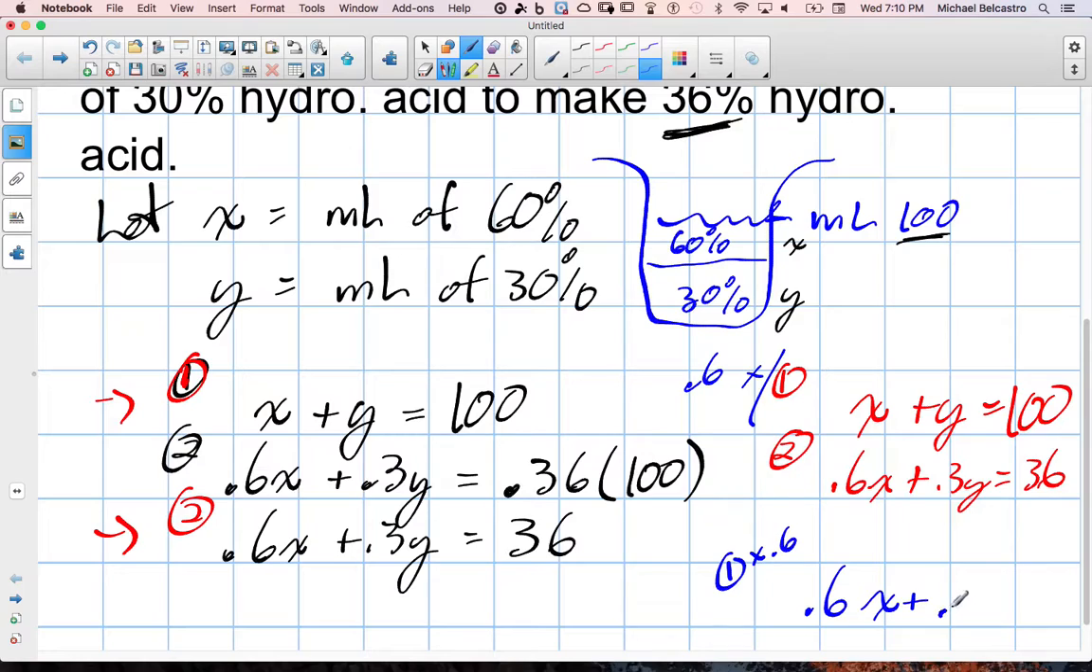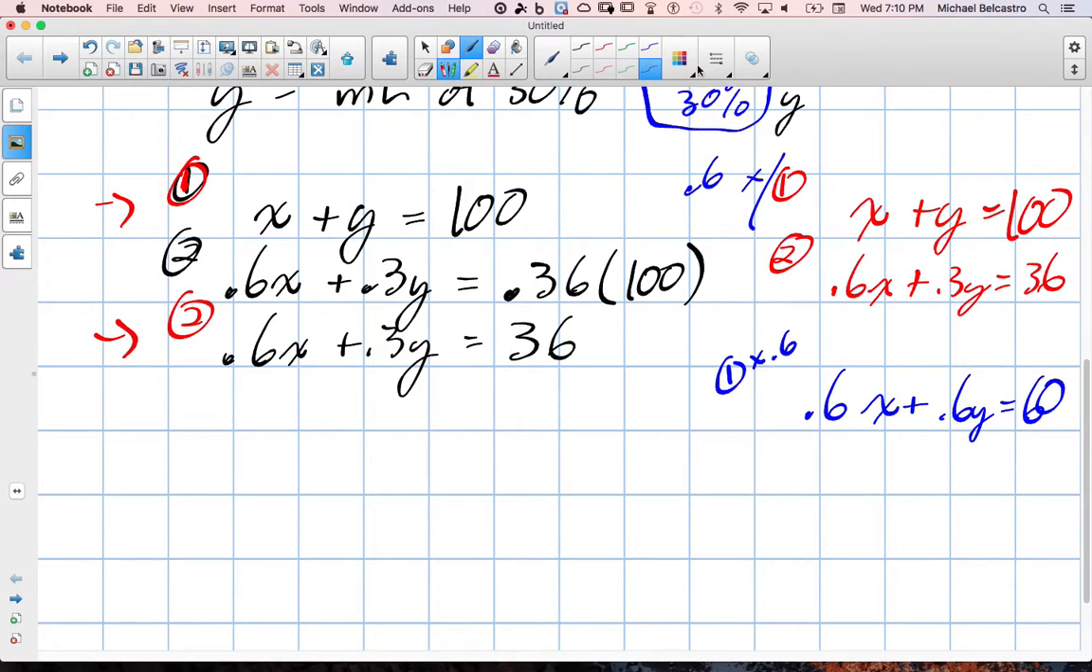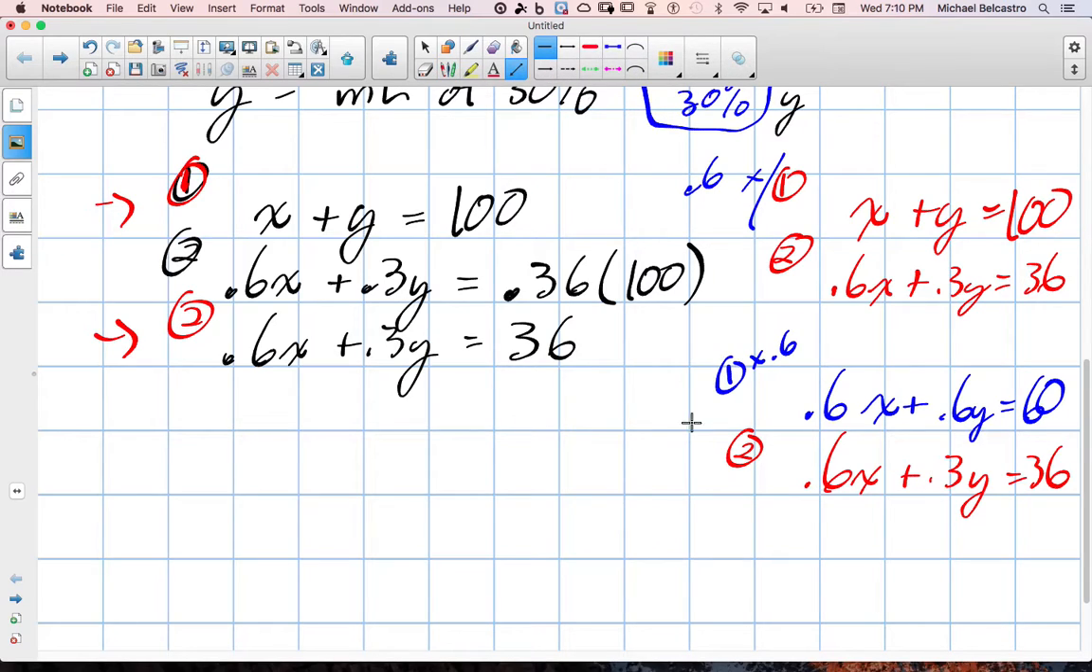0.6x plus 0.6y is equal to 0.6 times 100 is going to be 60. Okay, you can use a calculator if you need to, but that's what that's going to equal in the end. And I've crammed myself for space here. And then equation 2 is still 0.6x plus 0.3y equals 36. Now, eliminating is essentially adding or subtracting the two equations. In this case, because the coefficients have the exact same sign, they're both positive, we're going to subtract the two. If I had multiplied by -0.6, then I would have added the two equations. Okay, whatever is easier for you, you go about doing.